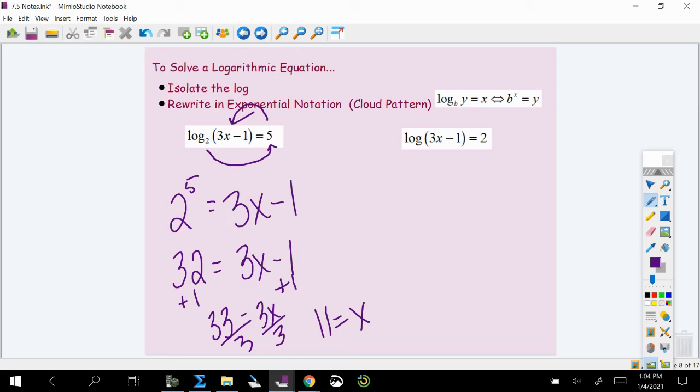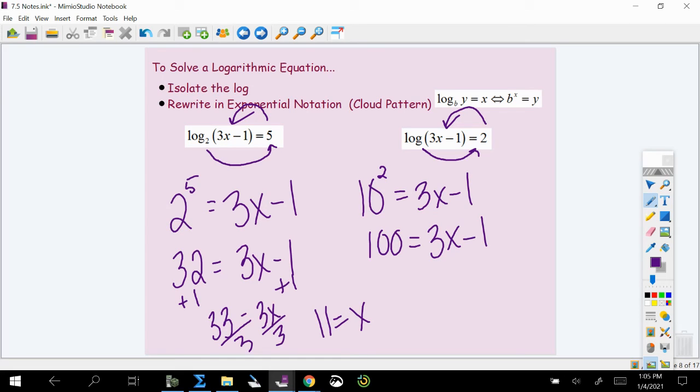Second one is really similar. Now notice there is no base number, so this is a common log. So it is base 10 if nothing is written there. So I'm going to take that cloud pattern. I'm going to do 10 to the 2nd power equals 3x minus 1. 10 to the 2nd power is 100. Again, if it's a number that you don't know off the top of your head, use your calculator. Then I'm going to add 1 to both sides. So I get 101 equals 3x. Divide both sides by 3. I don't think 101 divided by 3 works out evenly, so I'm just going to leave it as 101 over 3. You could also grab your calculator and write it as a decimal.